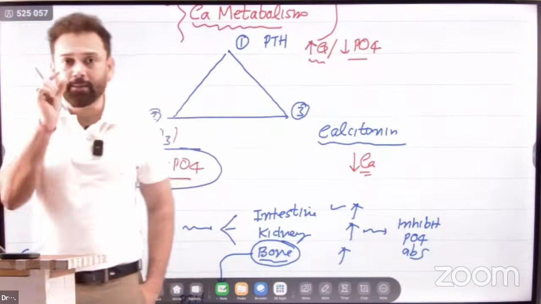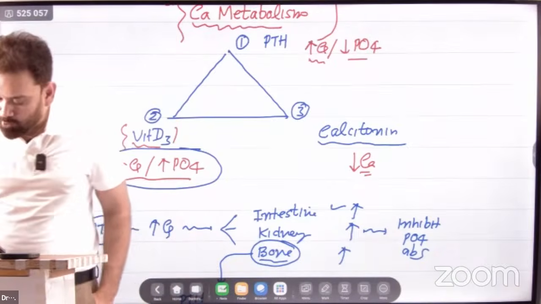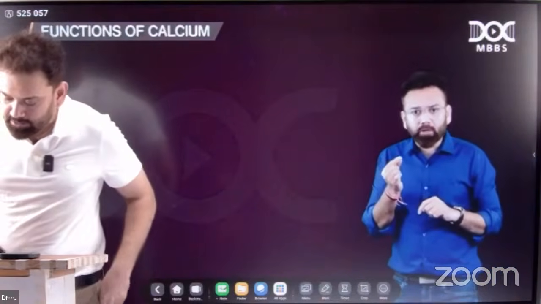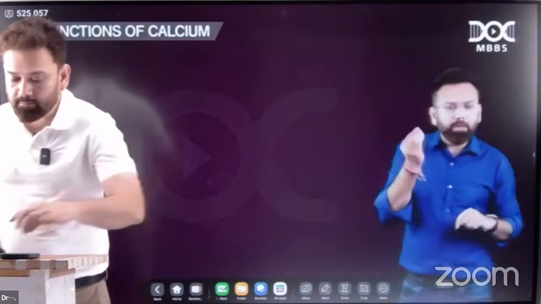Now I will show you a clip from DocTutorials. I have taken this clip to tell you the function of calcium. So let me start this clip. You can see, there are so many functions of calcium.